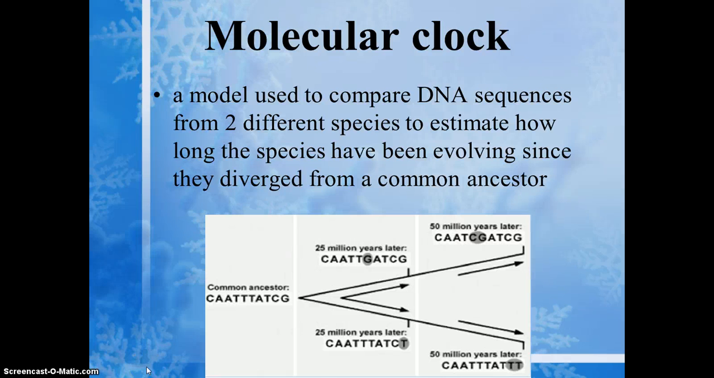The molecular clock. It is a model used to compare DNA sequences from two different species to estimate how long the species have been evolving since they diverged from a common ancestor. Okay, lots of stuff. Let's break it down. Scientists can determine how mutations have occurred, and more mutations means more time has passed since the divergence, meaning the time lapse of those different types of species. So if this is the common ancestor, you can see how it has changed, and the longer it has changed, the more mutations have occurred.